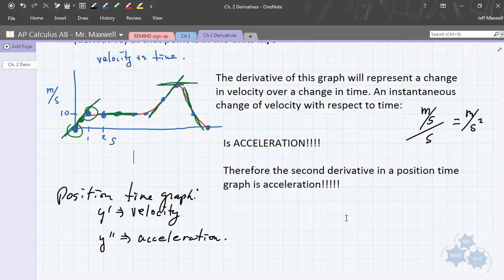If you are changing positions, right? Position time graph. I am changing positions. I am moving, so I have a velocity. I have a speed in that process. At some point when I am changing positions, I have a speed.